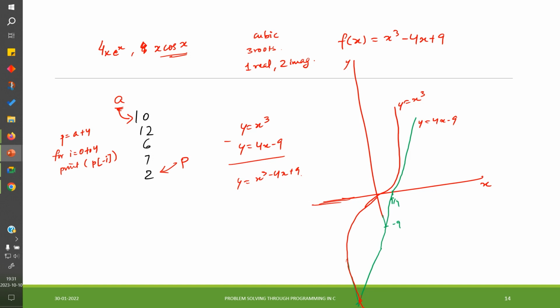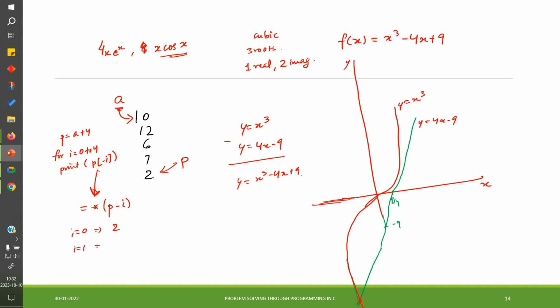Now when you are printing P of minus I, what does that do? If I have to write this in pointer notation, which really helps with this kind of stuff, you can write this as star of P minus I. Now for the first case, iteration 0, when I equals 0, star of P minus 0. P is pointing to this, minus 0 means the same. So 2 will be printed.